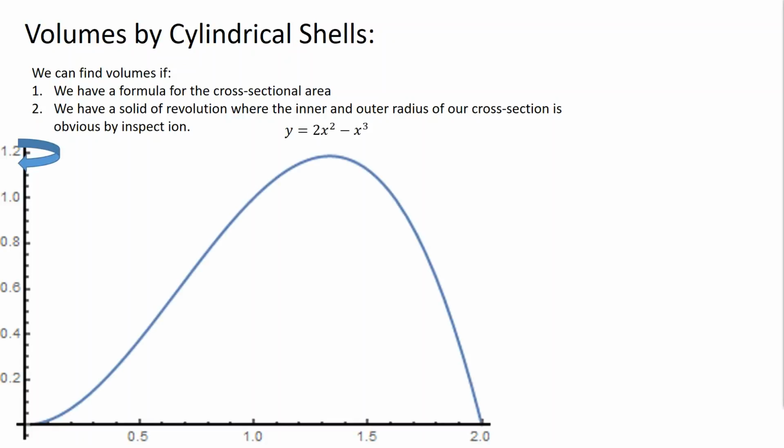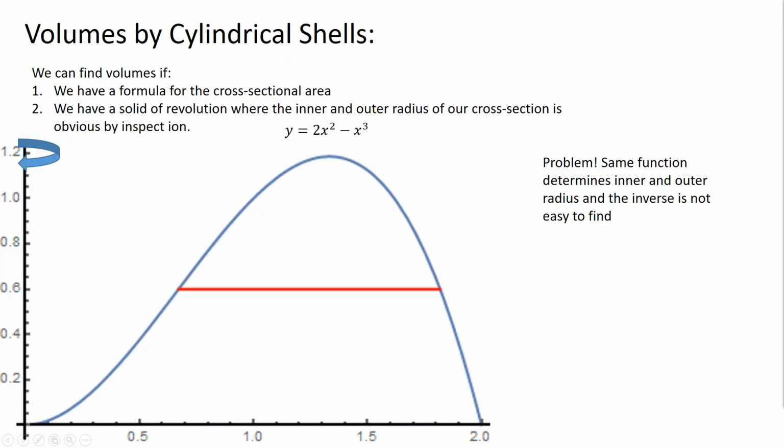Let's examine the curve y equals 2x squared minus x cubed. And let's say I want to find the volume of the solid that is obtained by rotating the region under that curve around the y-axis. Since we're rotating around the y-axis, normally we'd look for a cross-section that's perpendicular to the y-axis. But here, it's not at all obvious what's going to be my inner and outer radius. Our first problem is the same function determines the inner and outer radius, and writing this curve in terms of y, so finding the inverse function of 2x squared minus x cubed, is not going to be easy for us to do.